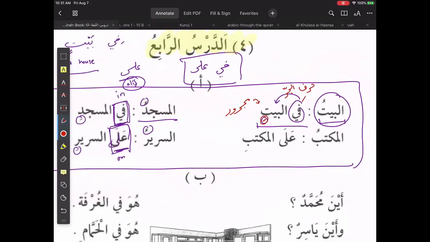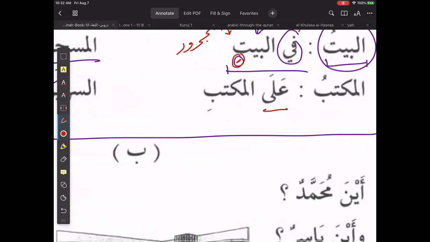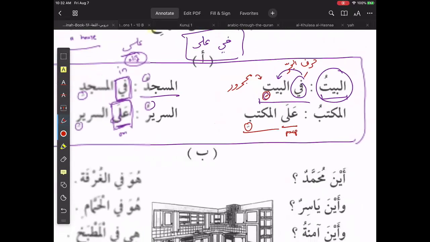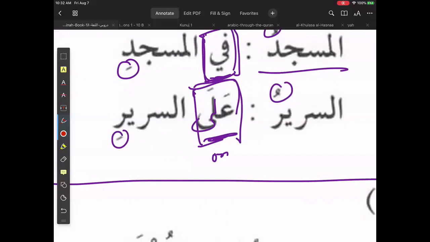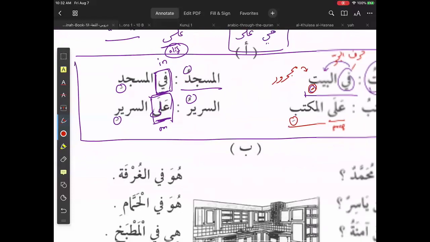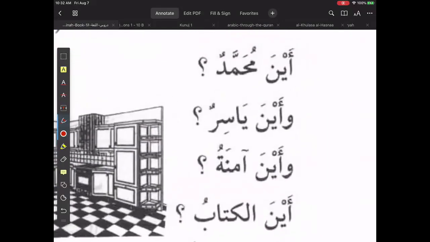Basically, I'm trying to push this majrur concept into your head: as long as you have a preposition, after the preposition you get kasra. Make sense? Right now, even if you don't know what the word means, you see a preposition like fi, just put the kasra, then we're fine at this point. There are a lot of exceptions, but at this point it's fine. So now let's read some of the words and we'll do a lot of exercises.